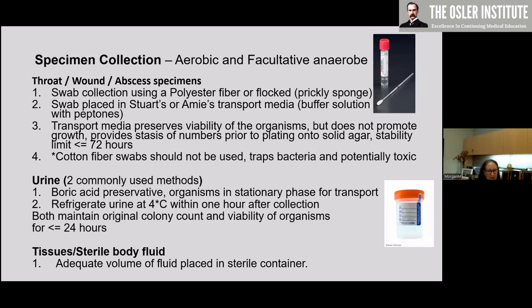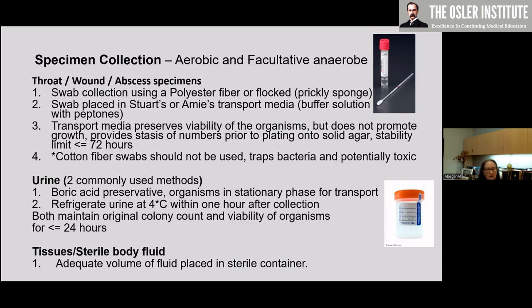How do we collect specimens for aerobic and facultative anaerobic culture? Well, let's talk about throat, wound, and abscess specimens. We're going to use a swab to collect. Old way would be polyester fiber, but the new and better way is using a flocked swab, which is like a prickly sponge. You collect with the swab and put it into either Stuart's or Amies transport media. That is a buffer solution with peptones and provides a beautiful environment for viability of the organisms, but it does not promote growth. It provides stasis of numbers prior to plating onto solid agar.